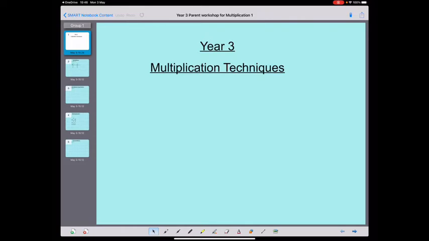We thought it would be useful for you to understand how we teach multiplication in Year 3, and it can help you to support your children who are currently in Year 3 and understand where they've come from in terms of how to multiply larger numbers. So let's move on to the first screen.